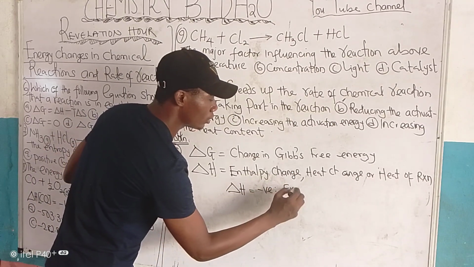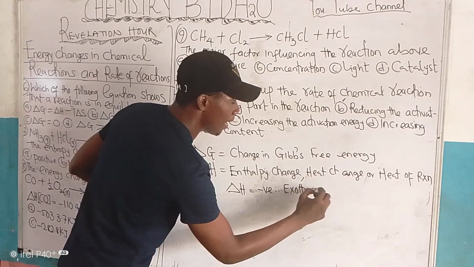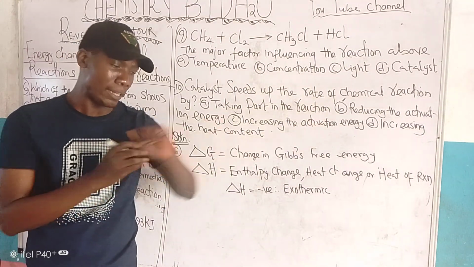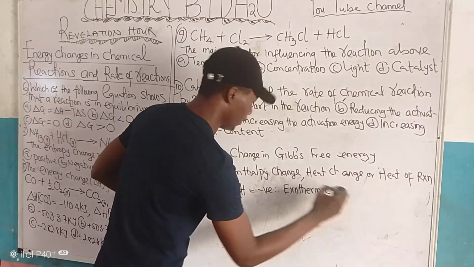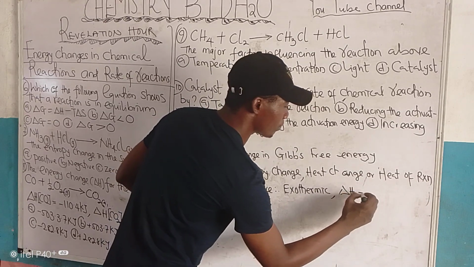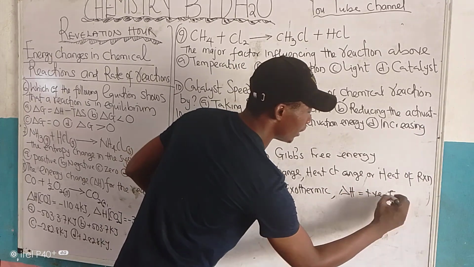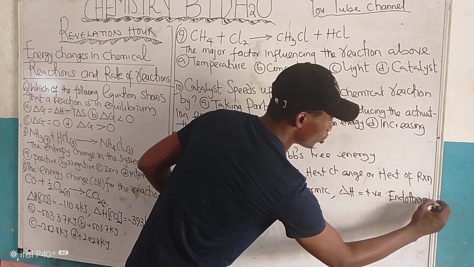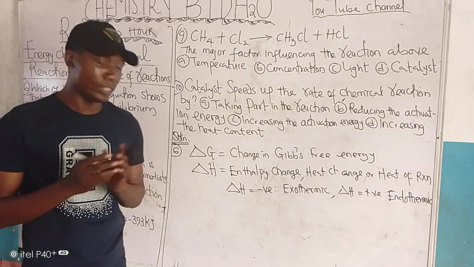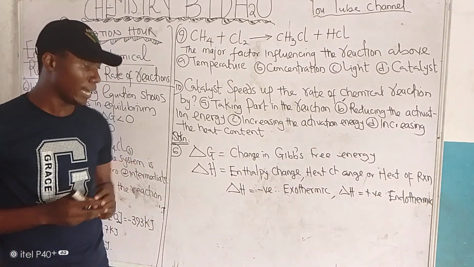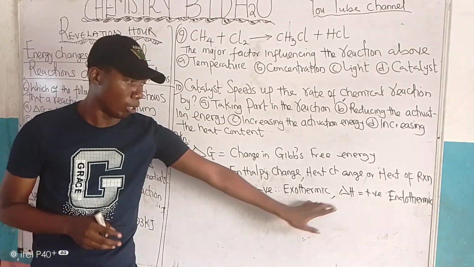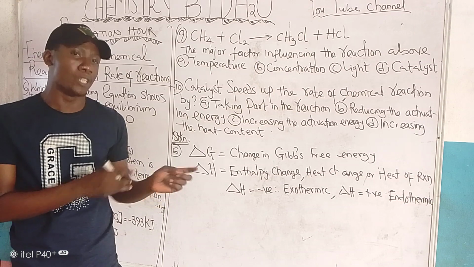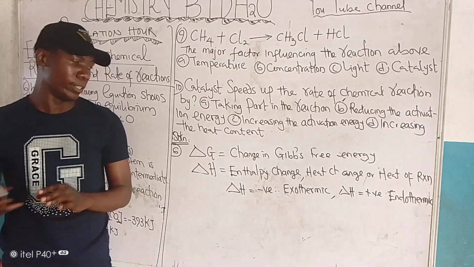Exothermic. An exothermic reaction is one that involves the liberation of heat to the surrounding. Now, if your enthalpy change is positive, the reaction is said to be endothermic. I want you to take note of that. So your enthalpy change determines whether a reaction is exothermic or endothermic, but your Gibbs free energy determines whether a reaction will be spontaneous or non-spontaneous.